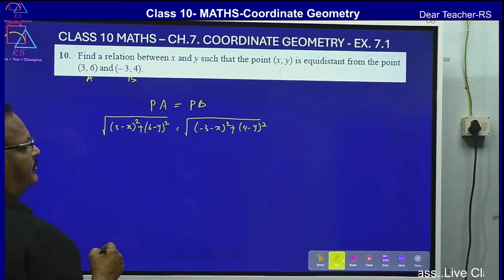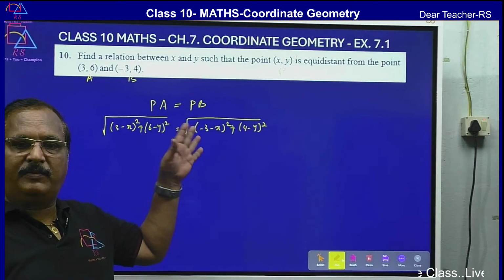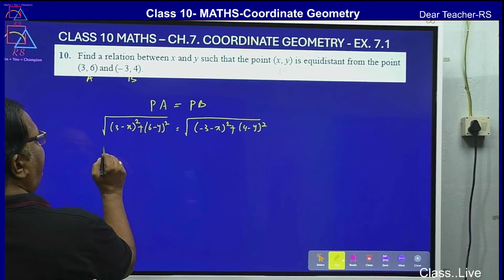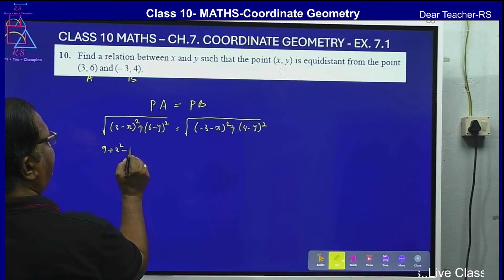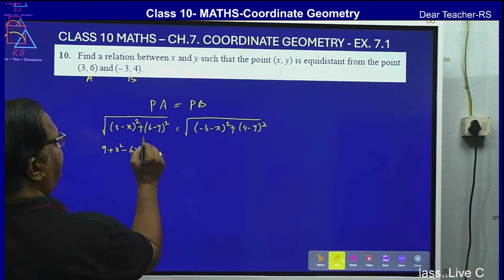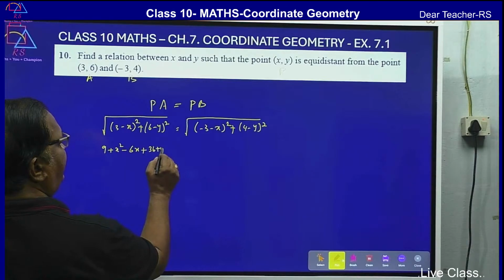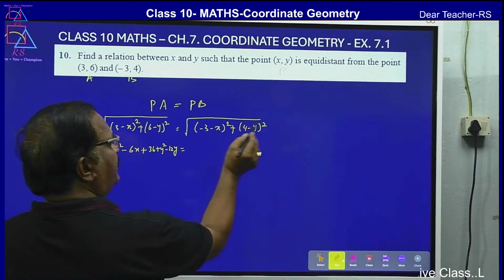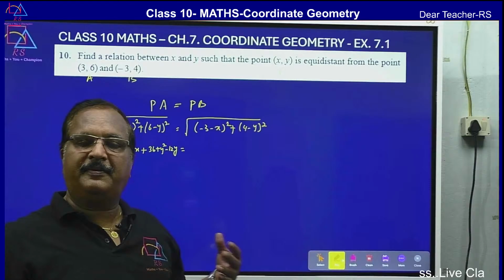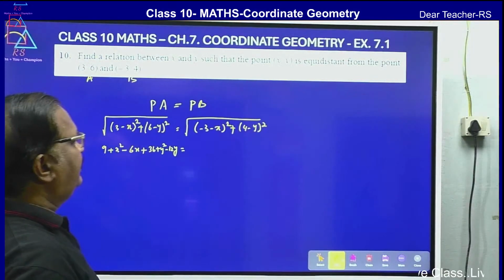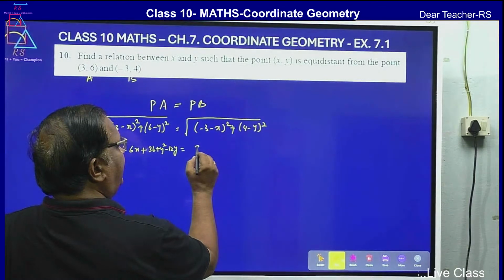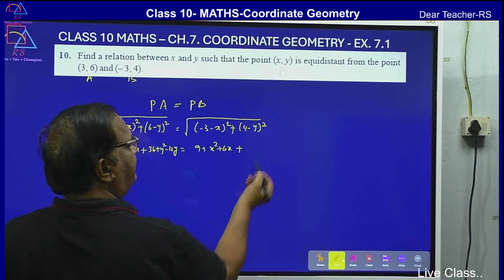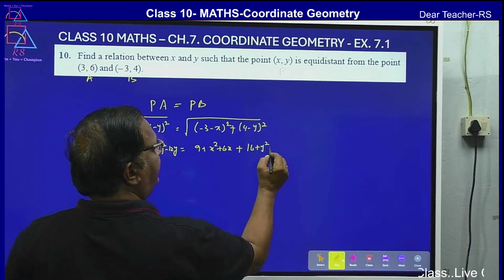Now we can remove the square roots, squaring on both sides. I am not writing, I have a space problem. So this is (a minus b) whole square, a square plus b square minus 2ab, 6x. This is also (a minus b) whole square, a square plus b square minus 2ab, 12y is equal to, so here both minus are there, it will become plus. Okay, so then what happened? 9, x square and plus 2ab, 6x. Again this is (a minus b) whole square, a square plus b square minus 2ab.